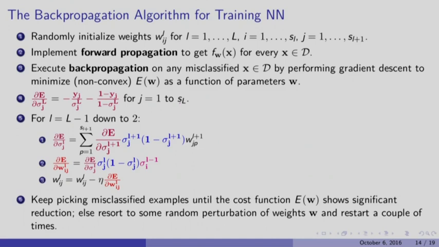And here's the overall update rule. This is the backpropagation algorithm for training a neural network. We recall that you implement forward propagation on every example to find its class. For every misclassified example, you execute backpropagation, and you do this by performing gradient descent. How you do that is elaborated below.